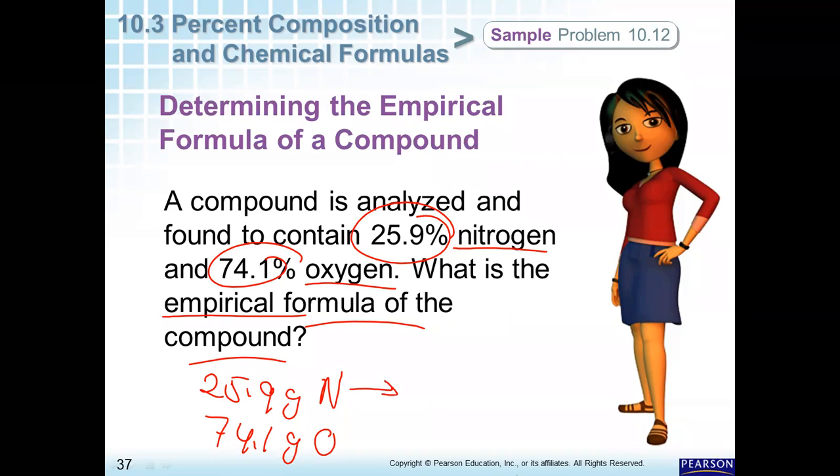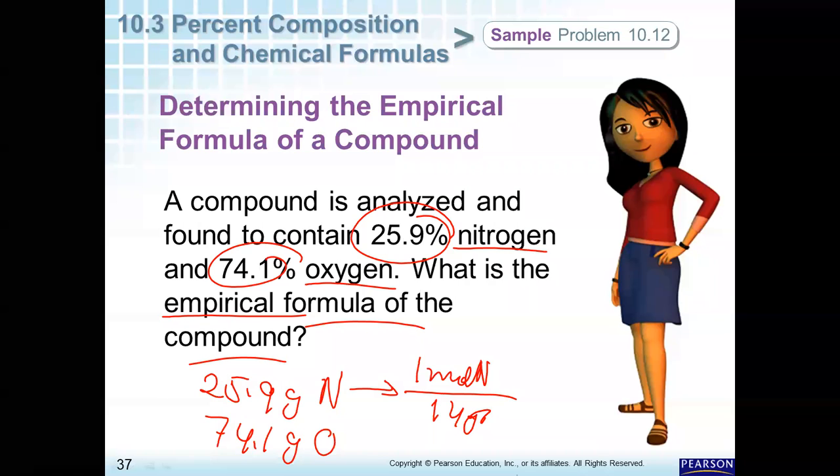We change this into moles. How do we do that? We divide by, or we multiply by the conversion factor. Sure, we talked about the conversion factor. One mole over the molar mass or the molar mass over the one mole, regardless whether element or compound. For the 25.9 grams, I need to multiply it by one mole of nitrogen divided by the molar mass of nitrogen, which is 14 grams per mole.